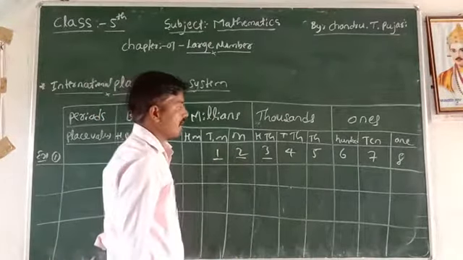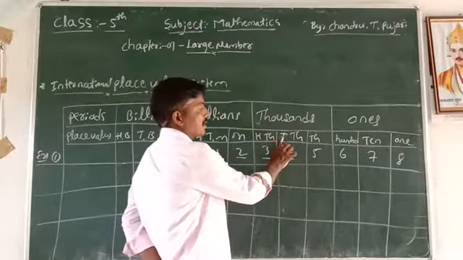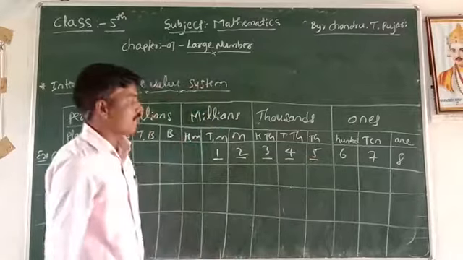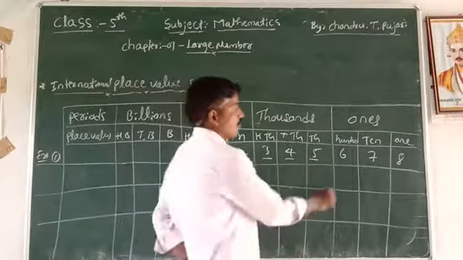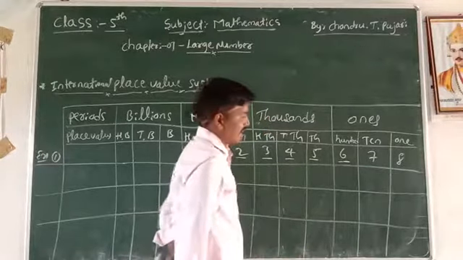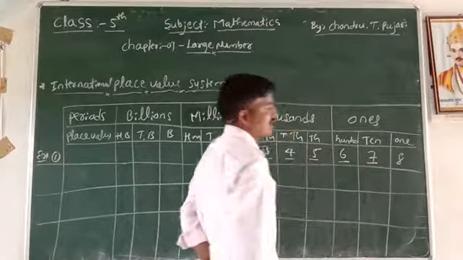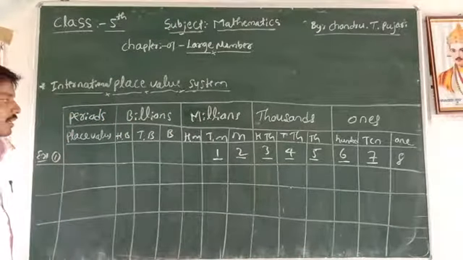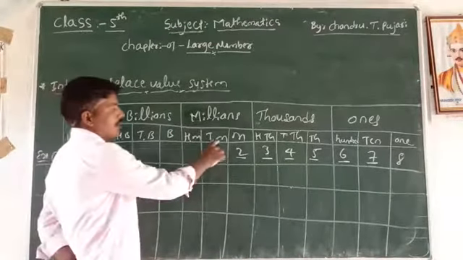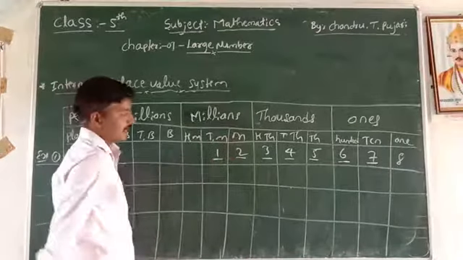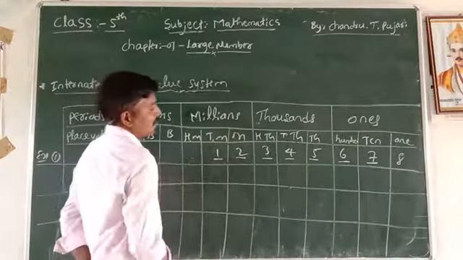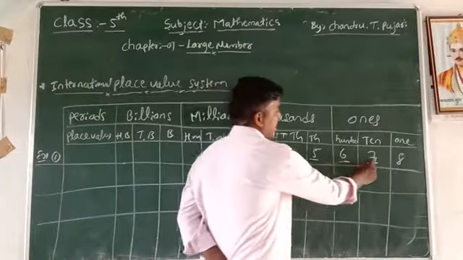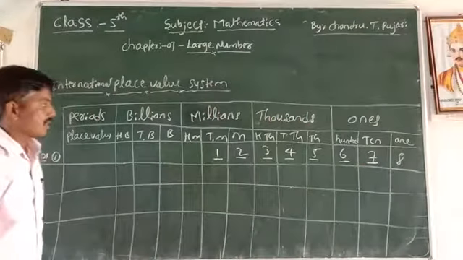100,000. Place value of 4 is 10,000. Next, 5 is only in the 1000 place, that is 5,000. Next, place value of 6 is 600. Place value of 7 is 70. Just like this. And how can you read this number? Reading is 12,345,678. This is the reading style.